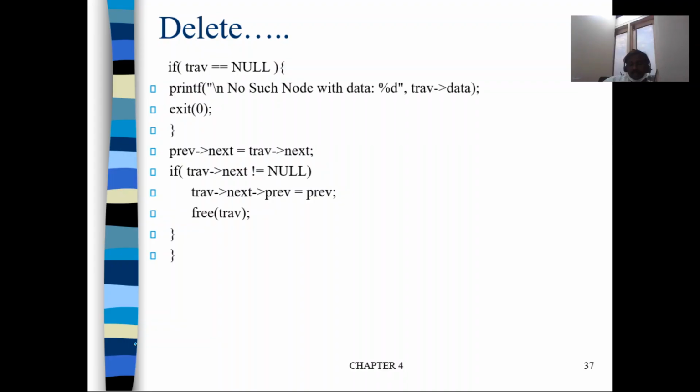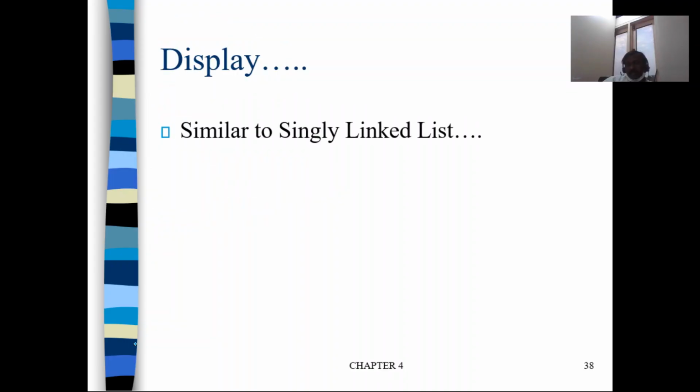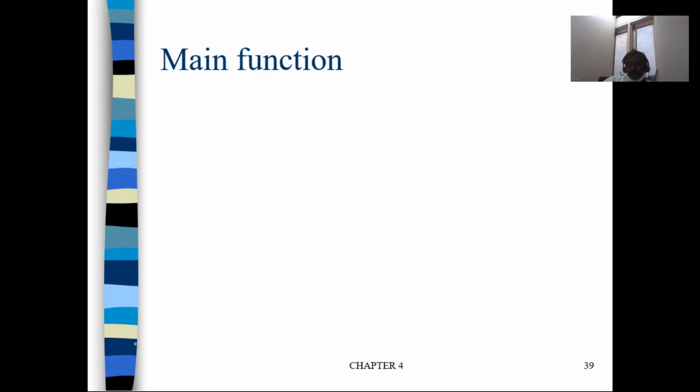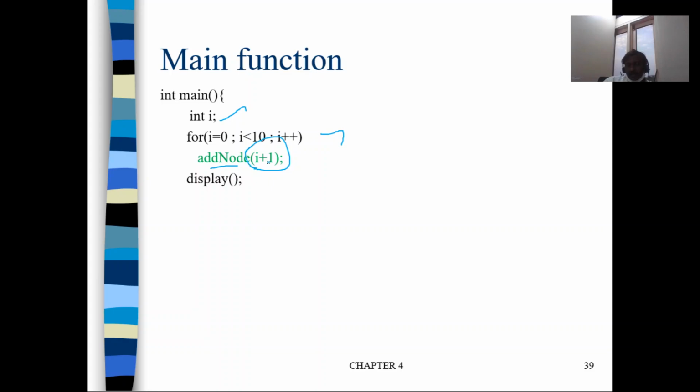Then displaying is very similar to that of a singly linked list. The same logic you can use. And you can write a main function something like this. Create a variable i, run the loop 10 times and call the function add node with i plus 1, which will create 10 nodes. The first node's data will be 1, second 2, third 3, and so on up to the 10th node's data, which will be 10. Then display that, which will display all 10 nodes, 1, 2, 3, up to 10, and after 10 it is null, as per our previous logic for display.